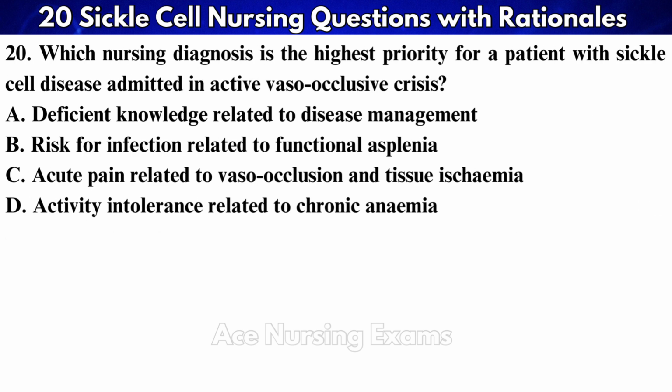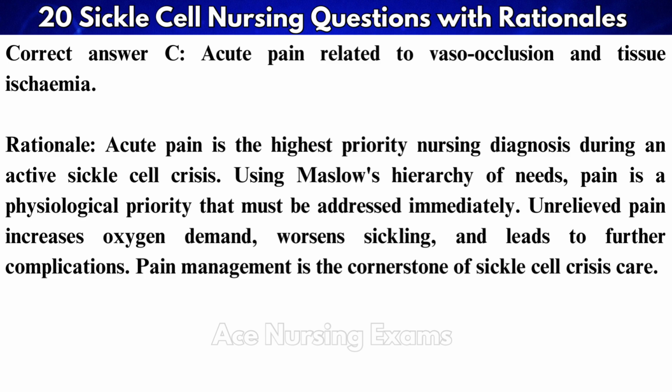Question 20. Which nursing diagnosis is the highest priority for a patient with sickle cell disease admitted in active vaso-occlusive crisis? A. Deficient knowledge related to disease management. B. Risk for infection related to functional asplenia. C. Acute pain related to vaso-occlusion and tissue ischemia. D. Activity intolerance related to chronic anemia. The correct answer is C. Acute pain related to vaso-occlusion and tissue ischemia.